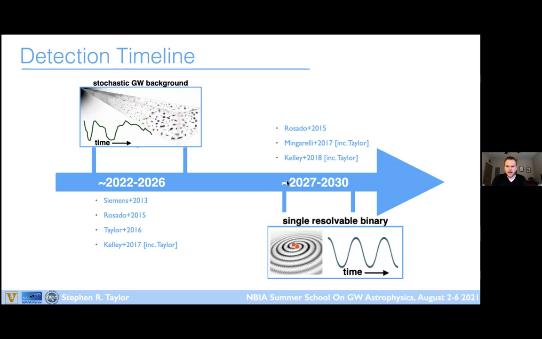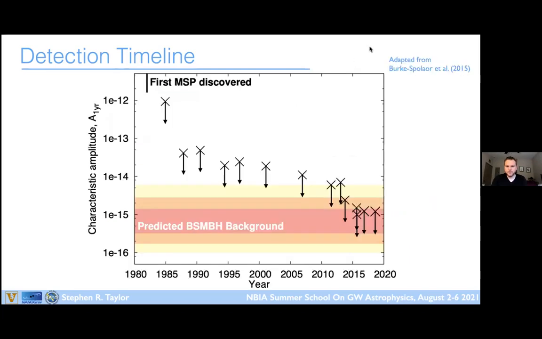So that's the road ahead, very briefly. And up until recently, the upper limits from PTAs looked like this. It was a nice, steadily decreasing upper limit as a function of time. The first millisecond pulsar was discovered in the early 1980s, and ever since that time, people have been trying to limit the influence of gravitational waves on the timing properties of these pulsars.